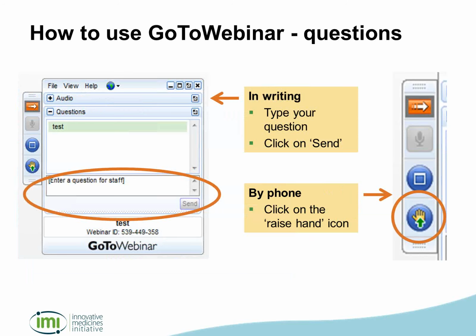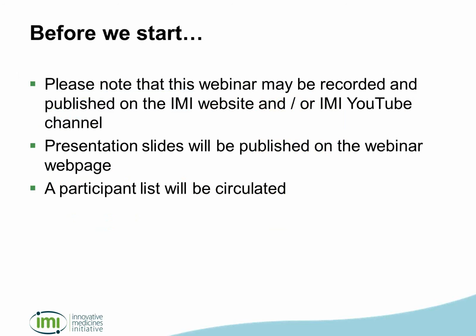There are two options if you want to ask questions. The simplest one is to ask your question in writing by typing it into the questions box and hitting send. You can also ask a question over the phone. If you'd like to do that, just click on the raise hand icon.